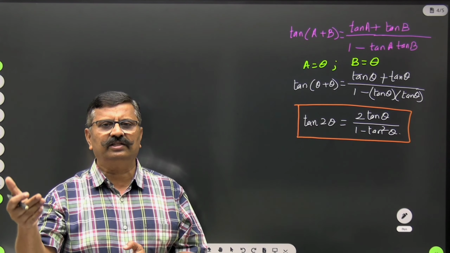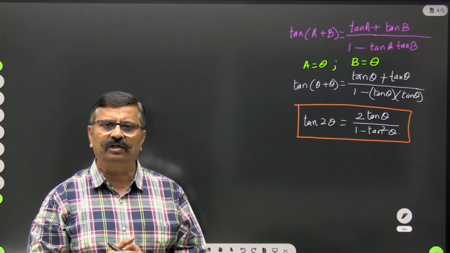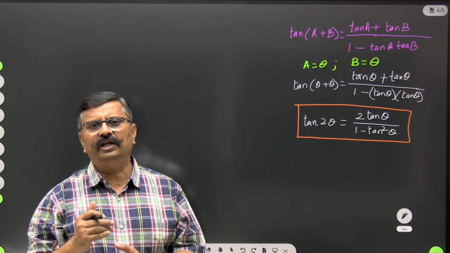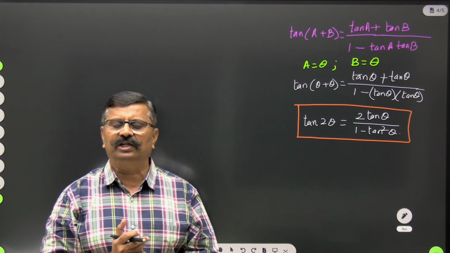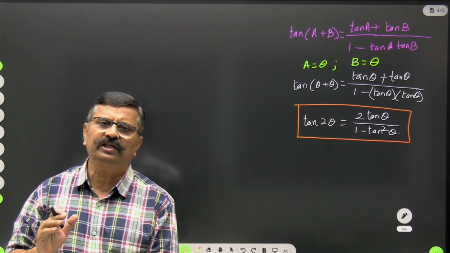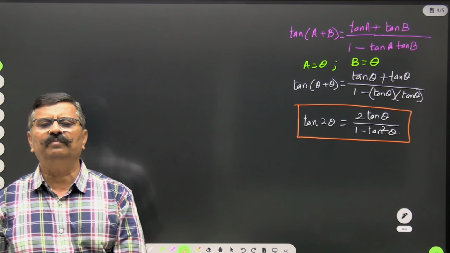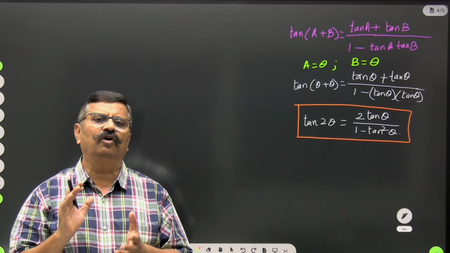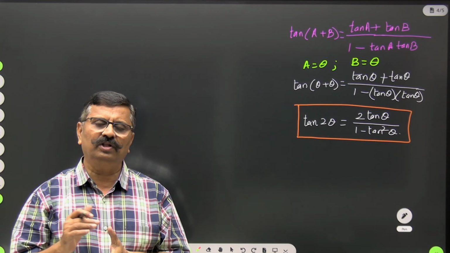Cos square theta minus sine square theta. Another formula is 2 cos square theta minus 1. Then it is 1 minus 2 sine square theta. And the fourth formula is 1 minus tan square theta divided by 1 plus tan square theta. All these are known as the double angle formulas. I hope all of you understood all these formulas.